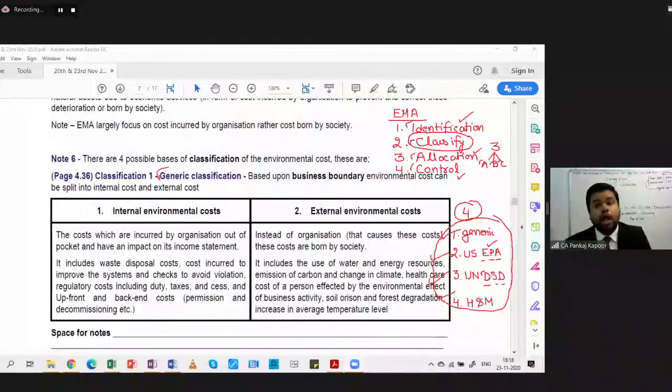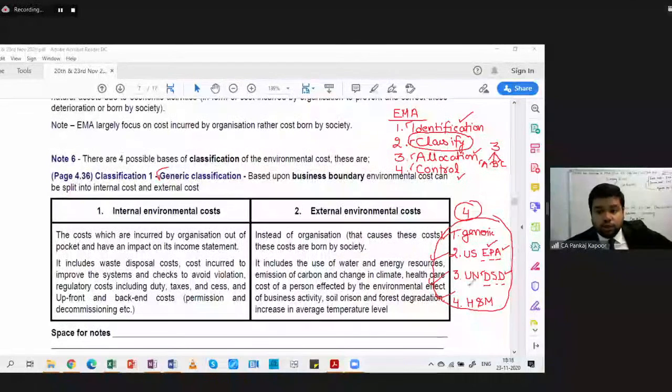Just in order to help you to remember the classification, when I read the classification along with you, I will mention that this classification is suggested by USCPA. This classification is suggested by the United Nations DSD, so that when you revise, it becomes easy for you to recognize, remember, and recall the thing, so that you can reproduce the same in the examination. Okay. Now moving to another thing, then afterward we'll start reading.